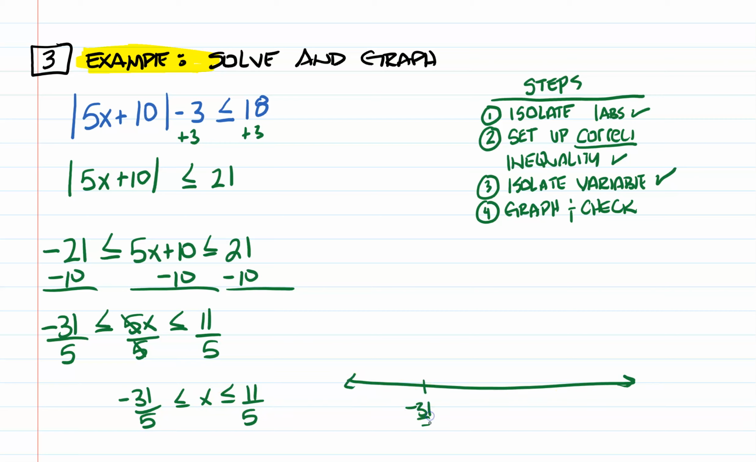So all I have to do to graph that is very, very easy. Here's -31/5. There's 0. There's 11/5. They are closed dots, and I want everything in between. That's all you've got to do. So -31/5 is less than or equal to x, which is less than or equal to 11/5.